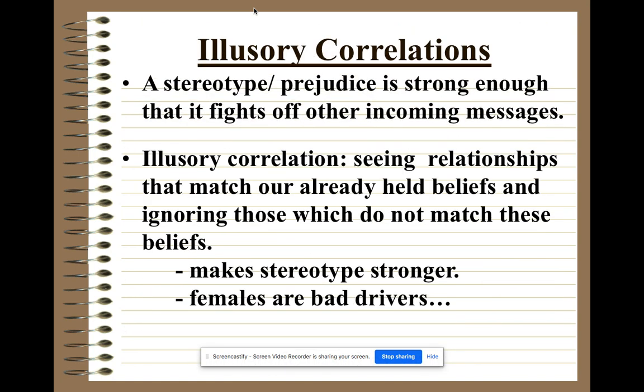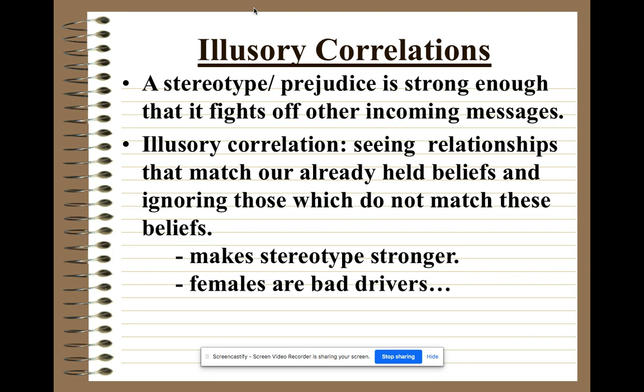There are some interesting things that happen along with these. We have something called illusory correlations. That is when we have a stereotype or a prejudice that we believe so strongly in that we ignore messages that don't agree with our stereotypes. We only see the things we want to see, the things that make our stereotypes or our prejudice stronger. So that's an illusory correlation. We see things that match our already held beliefs.